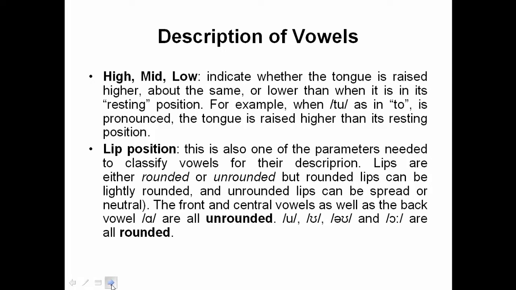Lip position is another factor in the description of vowels. Vowels are either rounded or unrounded. Rounded lips can be lightly rounded or completely rounded, and unrounded can be spread or neutral. Similarly, the way you pronounce the sound e, the lips are spread. The front and central vowels as well as the back vowel o are all unrounded. So this is oo, o. They all are rounded.